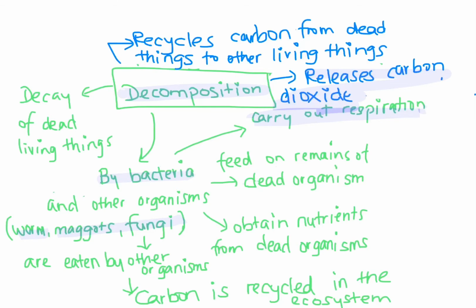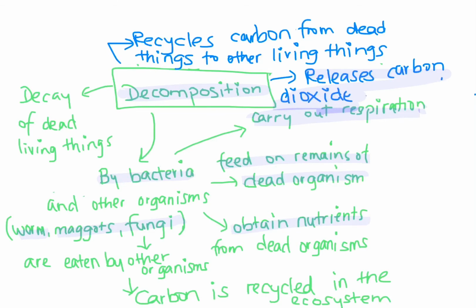These bacteria will feed on the remains of the dead organism. When they feed on it, they're going to obtain the nutrients that were stored in the dead organism, because the dead organism has tissues, has muscles. For example, if it's a dead cat, it has muscles, it has tissues. So the bacteria will feed on the nutrients in that dead organism.